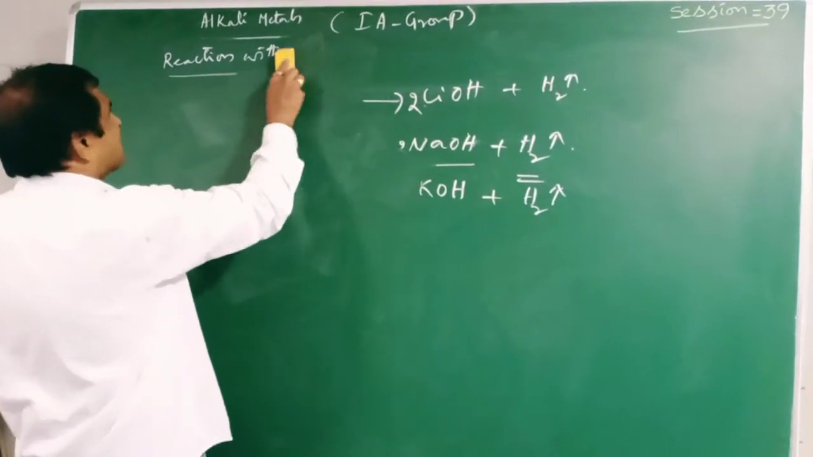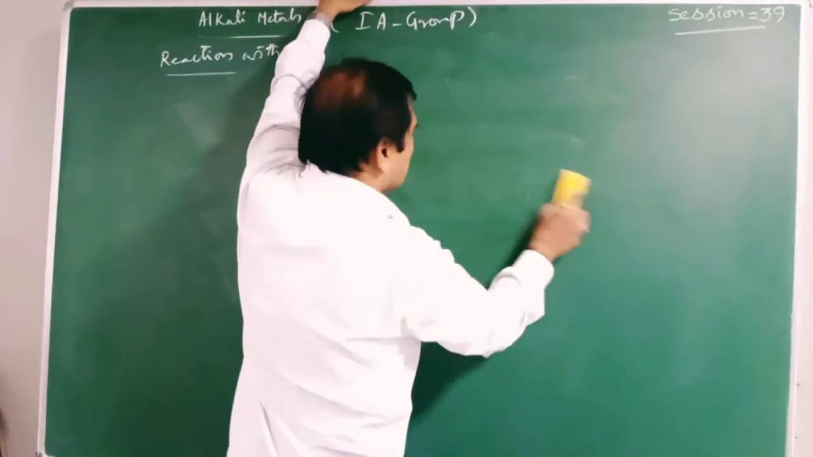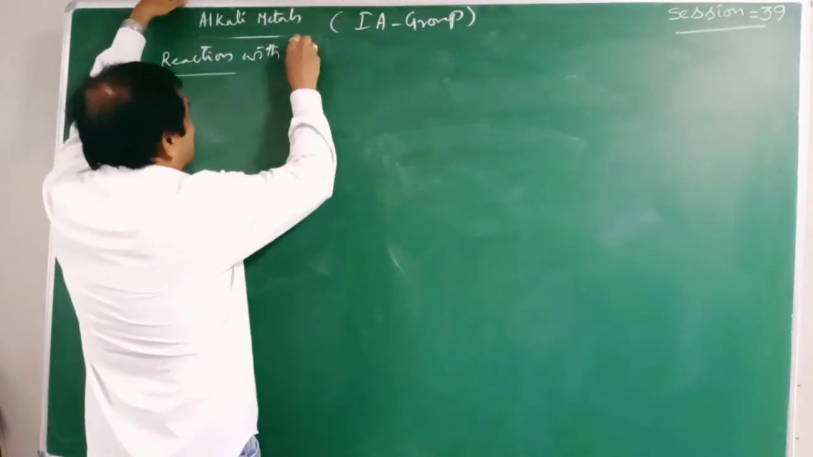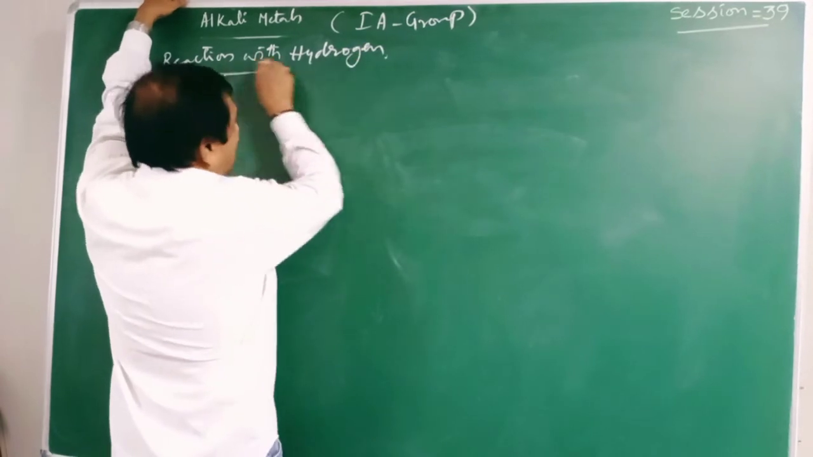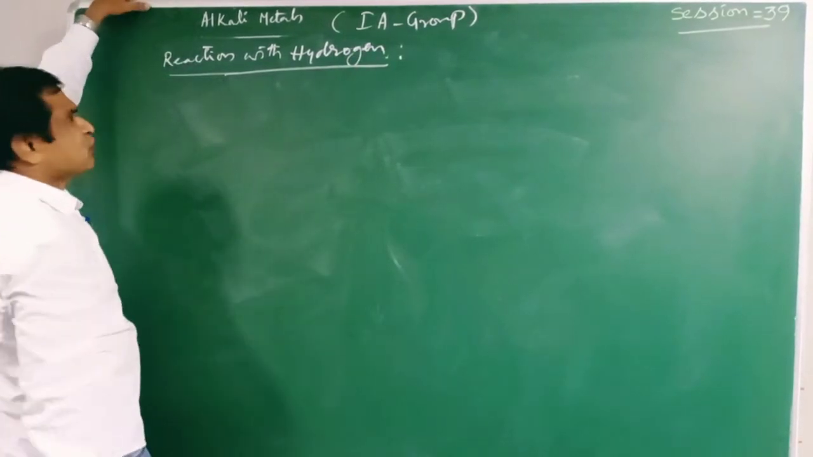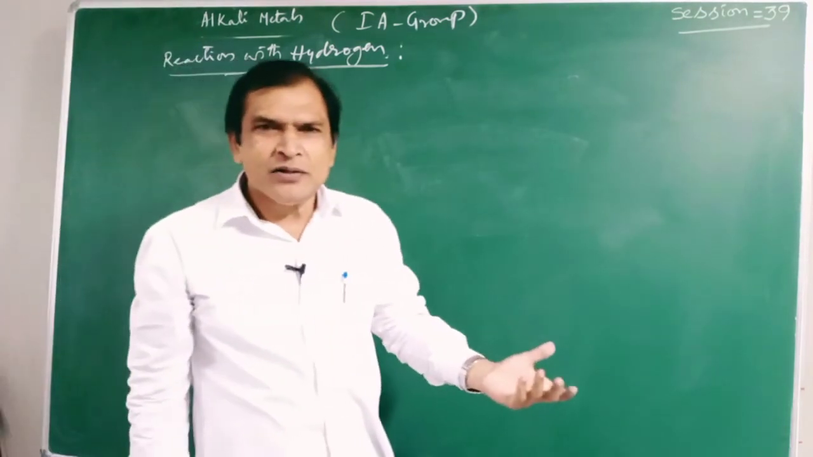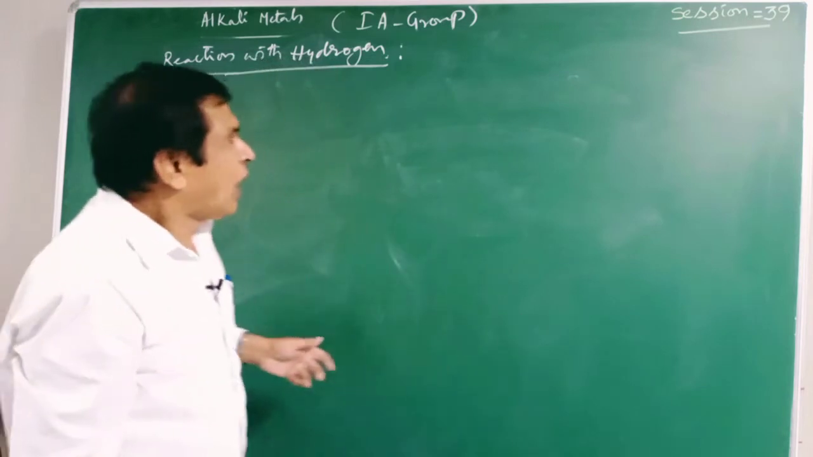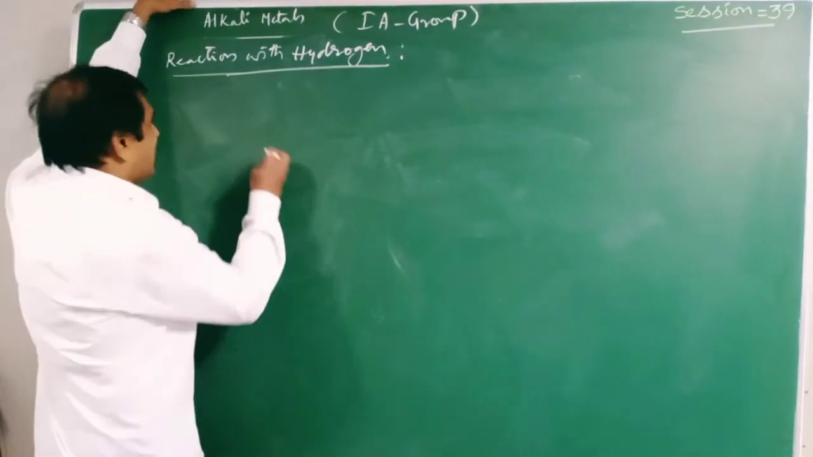Next, reaction with hydrogen. How do alkali metals react with hydrogen? When a metal reacts with hydrogen, it forms the corresponding hydrides. So alkali metals, when they react with hydrogen, form the corresponding hydrides.